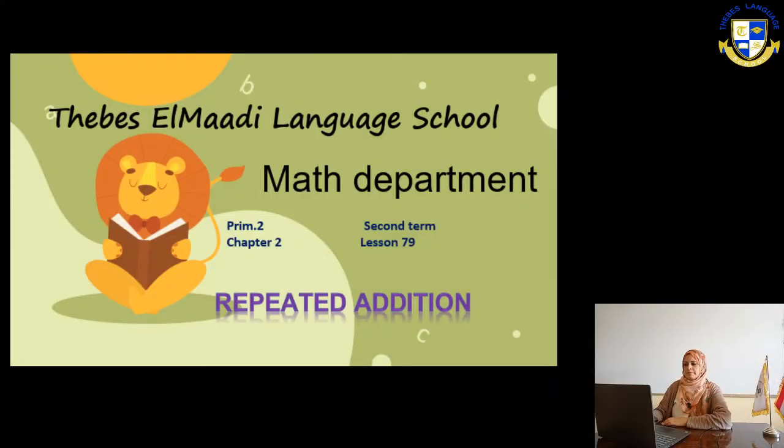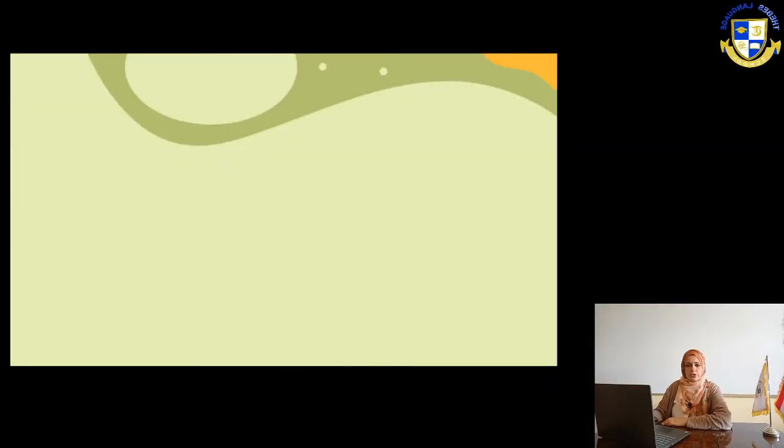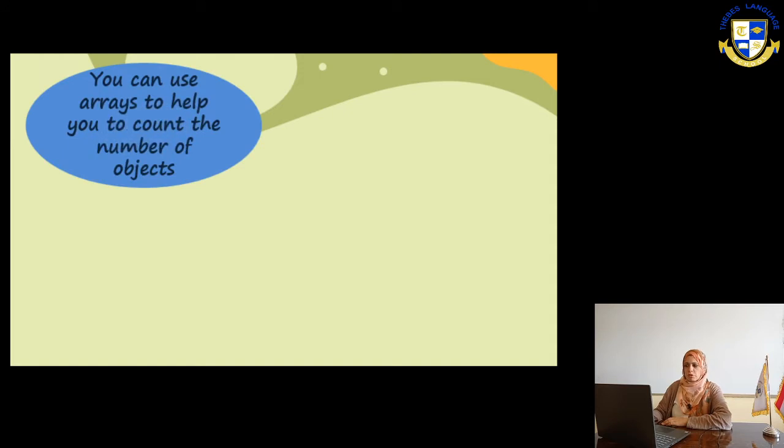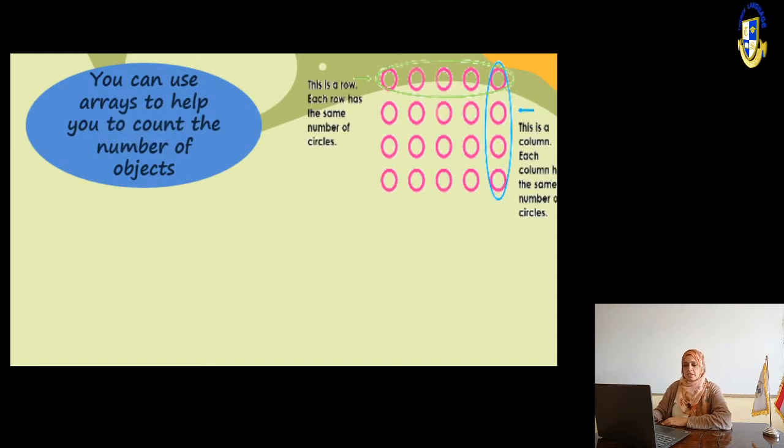Again with the second term, Chapter 2, Lesson 79, Repeated Addition. You can use arrays to help you count the number of objects. This is a row. The row is always sleeping like this. And this is a column. A column is always standing.